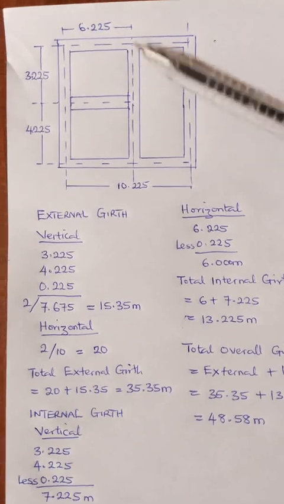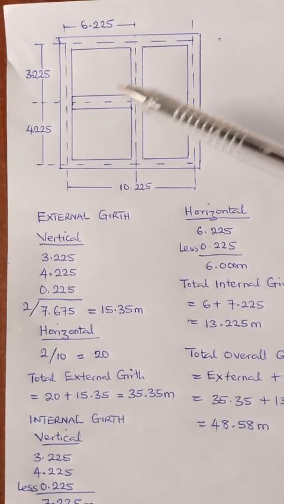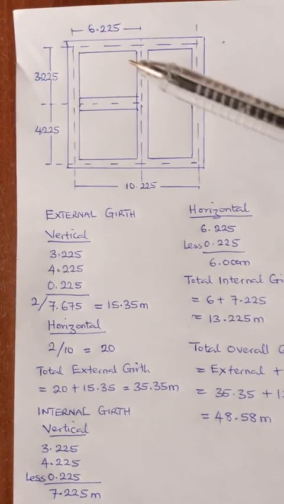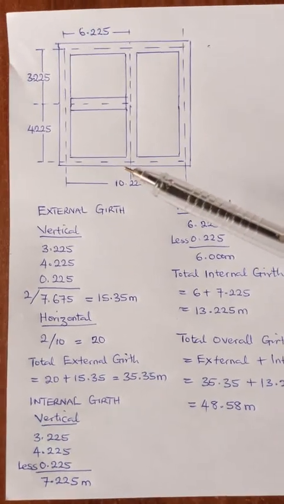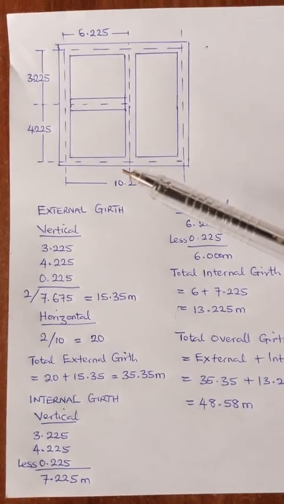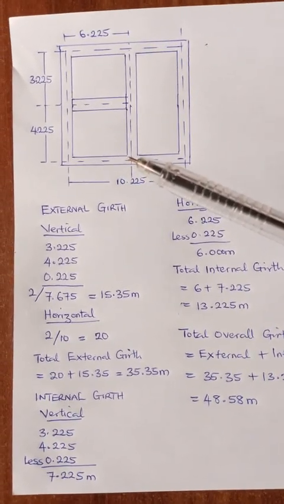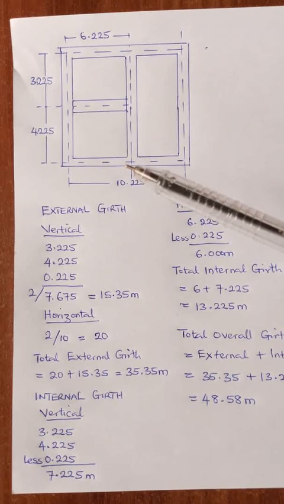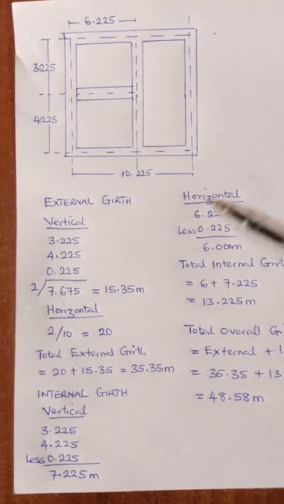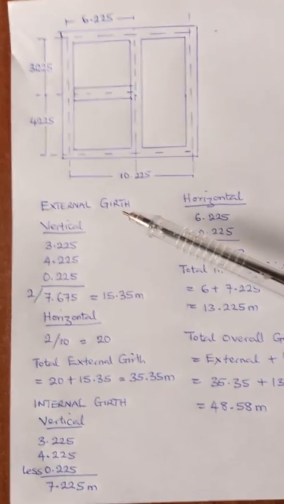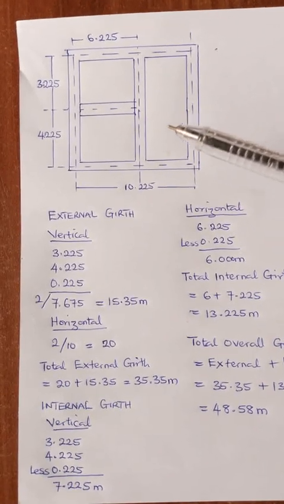In this case, we have external components and internal components. These are the internal components, while these are the external components. For the external components, we have a vertical component and a horizontal component, while in the internal girth, we also have a vertical component and a horizontal component. For us to calculate the external girth, we have to look at the vertical girth first.